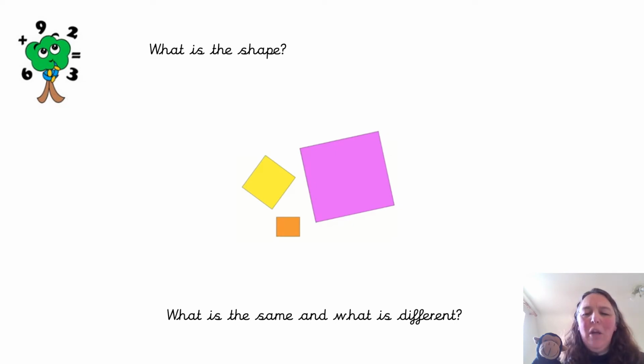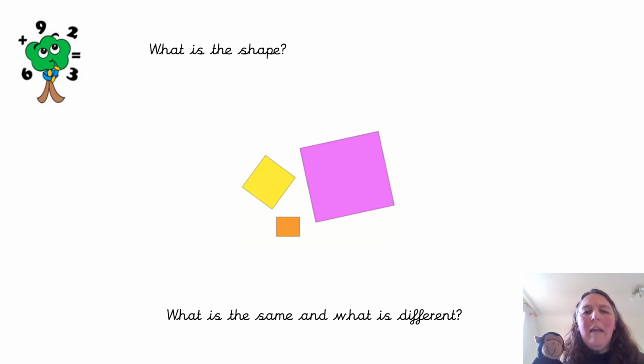Maths Monkey, do you know what these shapes are on this slide? Maths Monkey thinks these shapes are squares. Do you think they're squares? Why do you think they're squares? What makes them a square?